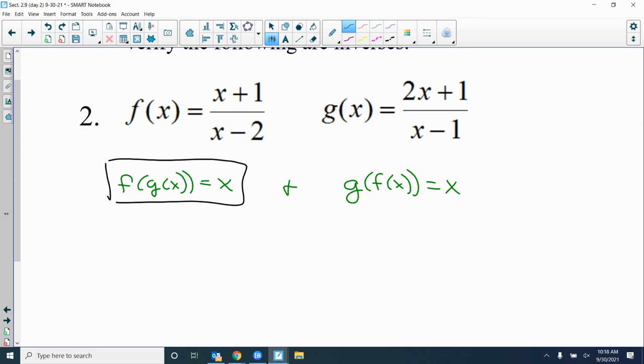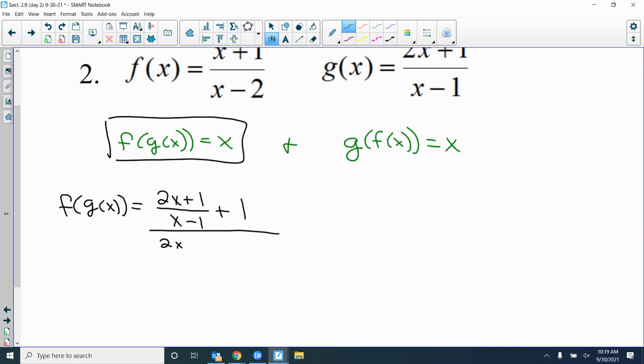All right, this one's not as nice. So what does f of g of x look like? 2x plus 1 over x minus 1 is going in for each of the x's. So (2x plus 1) over (x minus 1), plus 1.